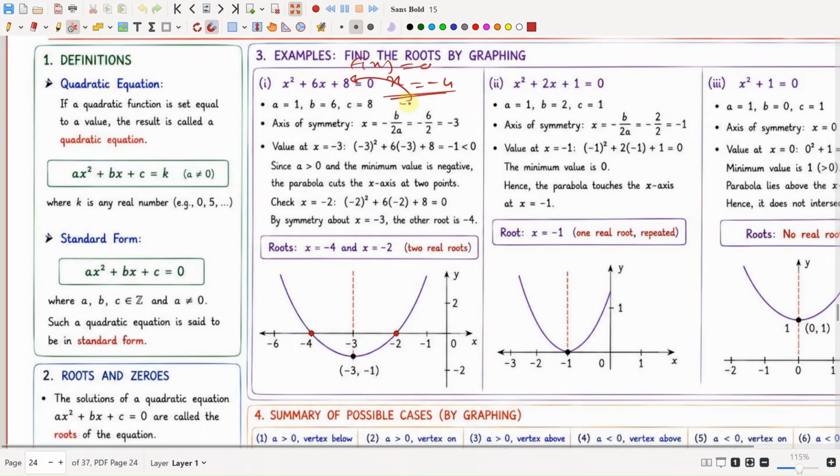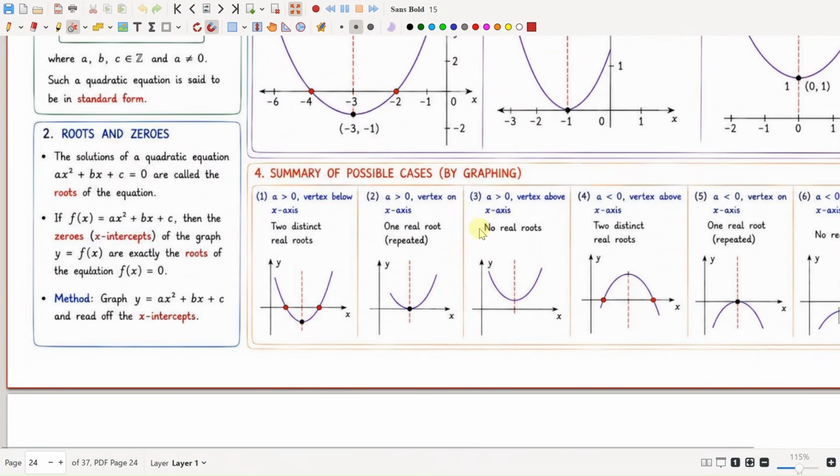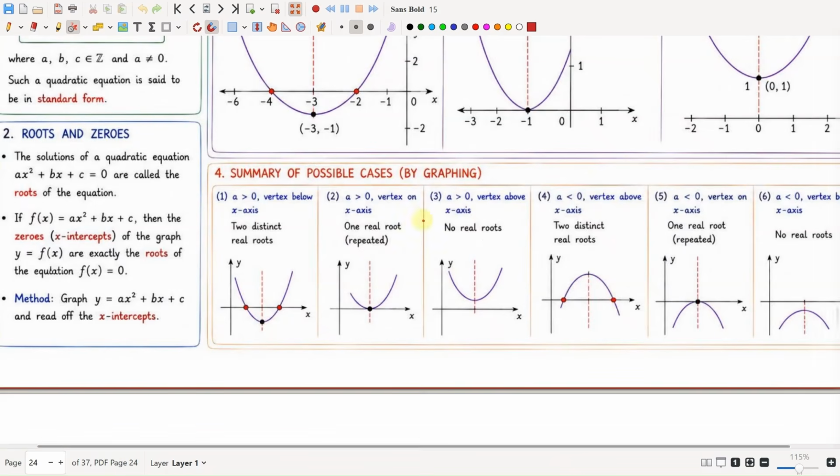Then x is equal to minus 4 is also a root and x is equal to minus 2 is also a root. Now I'm going to plot these 2 points. See the graph here, it is touching the x-axis at 2 points. So it will have two real roots, which are x is equal to minus 2 and x is equal to minus 4.